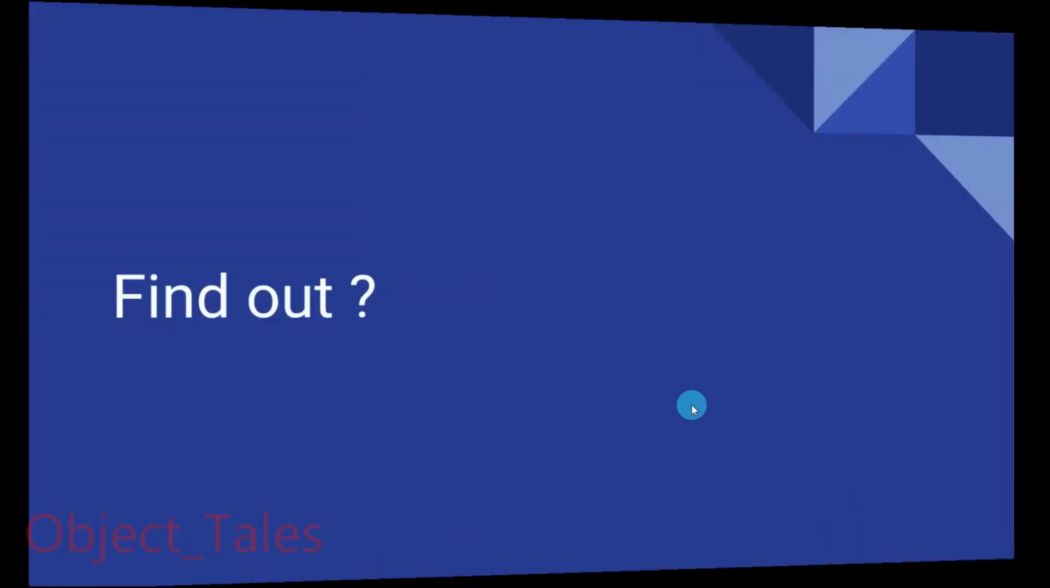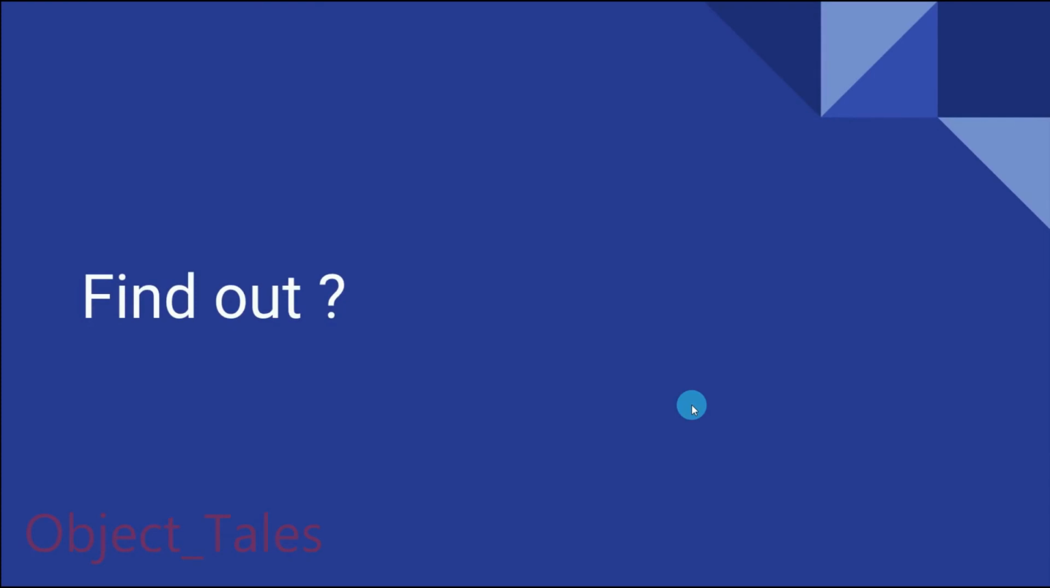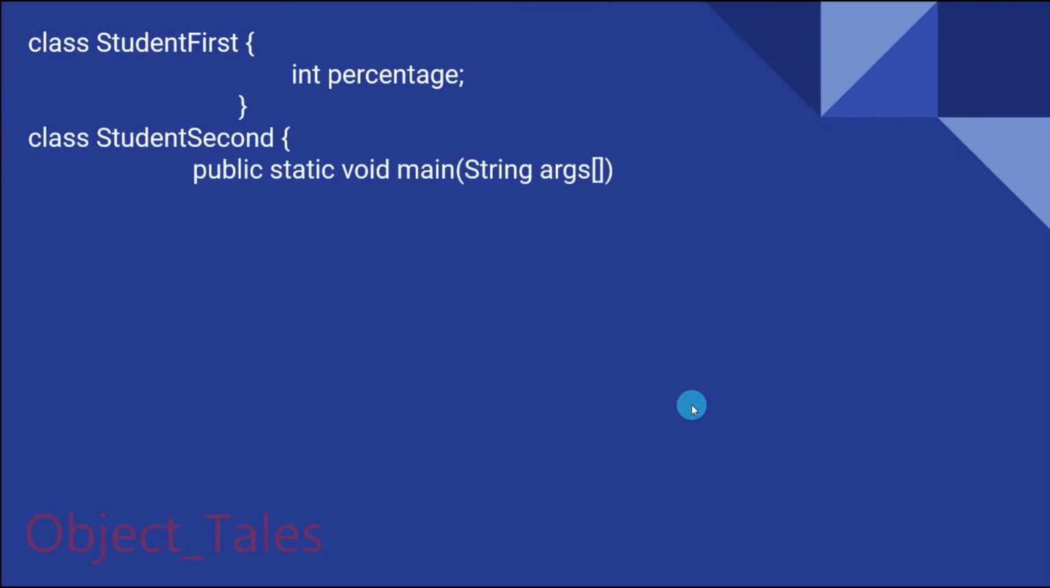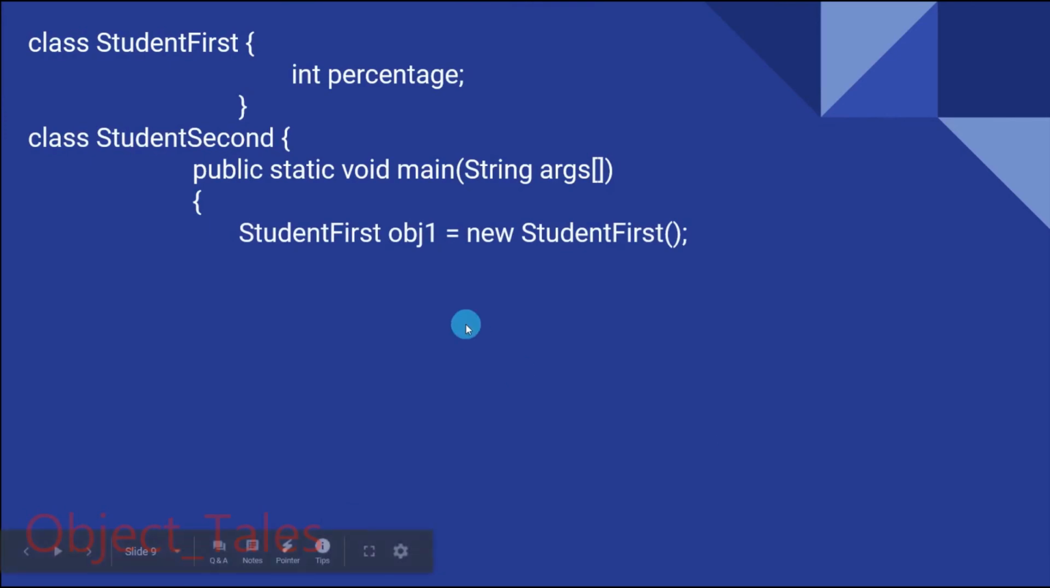Now we'll find out where the instance variable is. There is a class student first. In that there is a variable int percentage. It's just a declaration. And then another class, student second, that has a main method, and in the main method I've created an object obj1 of the class student first. Then obj1 dot percentage is equal to 50. I have assigned 50 to this variable.